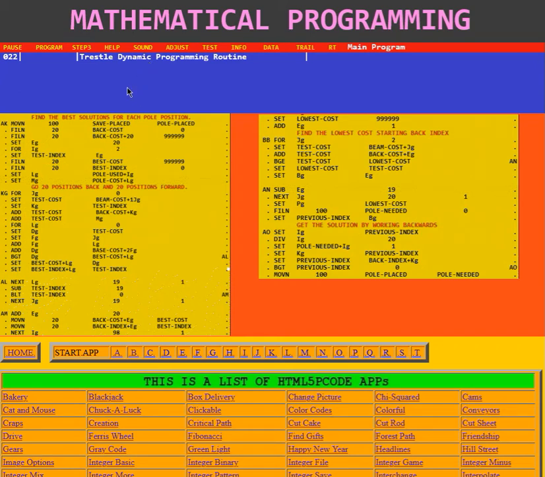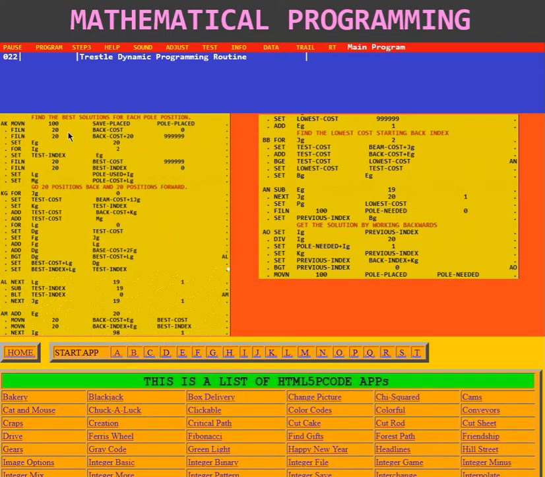This is the video for the Trestle Dynamic Programming routine. Over here on the left is the first part of the routine, and here on the right is the last part of the routine. It starts out by moving numerically 100 values from pole placed to save placed.